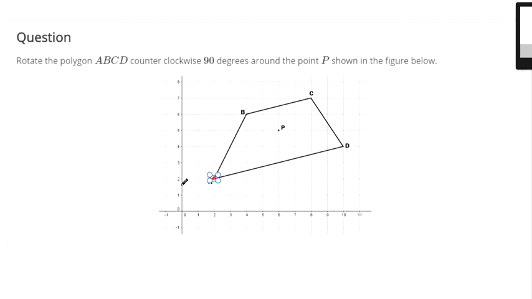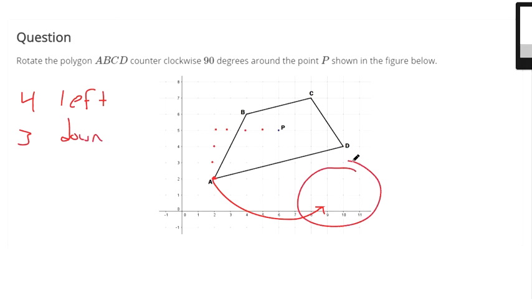Point A, let's visualize where it's supposed to go if we're going counterclockwise. 90-degree rotation, something like this, should be somewhere in this direction over here. And so point A is 1, 2, 3, 4 to the left, and 1, 2, 3 down. In order to go to the place where we're expecting point A to be, we first switch the horizontal and vertical directions. So instead of going 4 horizontal, I'm going to go 3 horizontal. I'm going to go 3 to the right, and then I got to go 4 down. So that is our new point A.